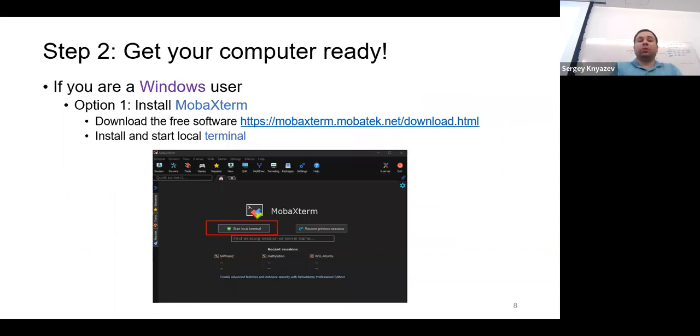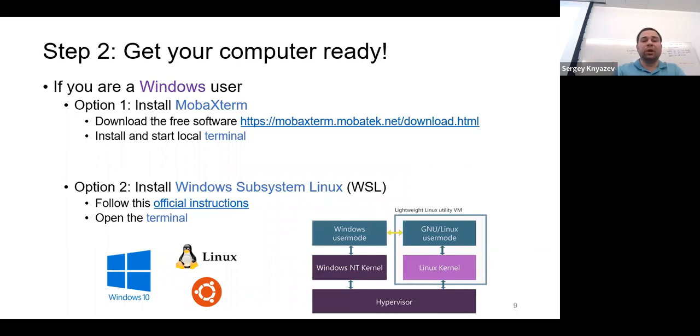To connect to your Hoffman account, you need to find a terminal somehow. So if you work under Windows, or if you like commands, there's a tool called MobaXterm, which is designed for comfortable use of terminals. You can download this software and you will get your terminal. Right? Another way to get a terminal is using Windows Subsystem for Linux, which you can install using the instructions following this link.